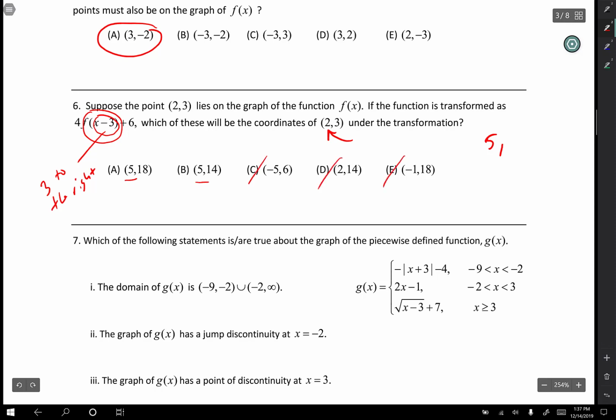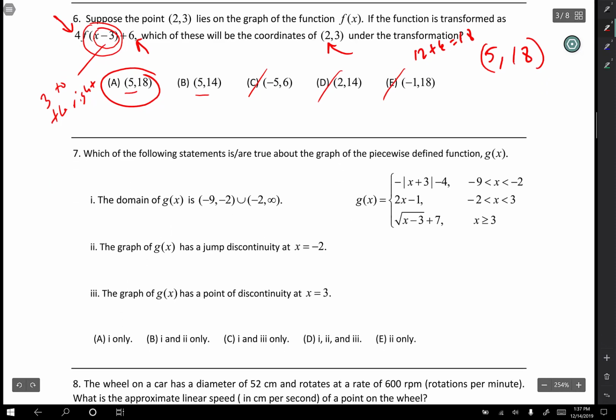So next, the 4 that you have in front of the f affects your y value. That's a vertical stretch. So 3 times 4 is 12, and then this plus 6 also affects your y value. So 12 plus 6, what's that, 18? So the coordinate that I'm looking for is (5, 18). Hopefully that made sense to you guys.